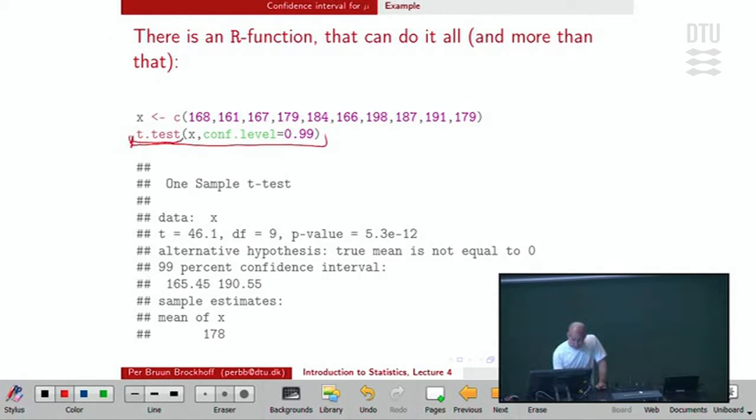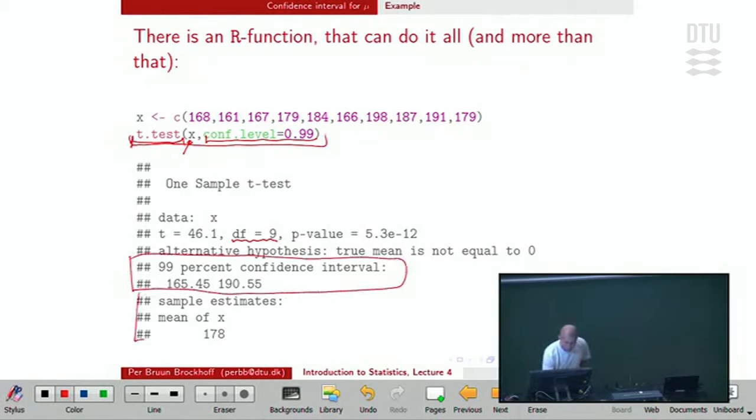The function is called t.test. We just plug in the vector of data, so the row of data or whatever, and basically it computes different things for us. Today we can recognize DF 9. We can recognize it because I specifically ask for the 99%. If I don't, it will find the 95% for me. But here I specifically ask for the 99% confidence interval, and it will give it to me. It also tells me what the sample mean is, 178. It doesn't actually show the variance there, but we could find that ourselves.